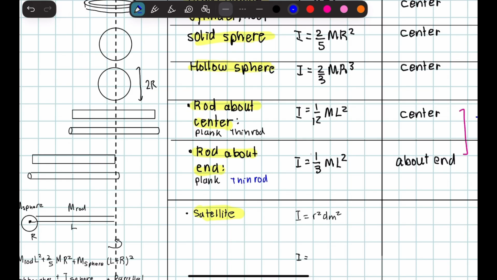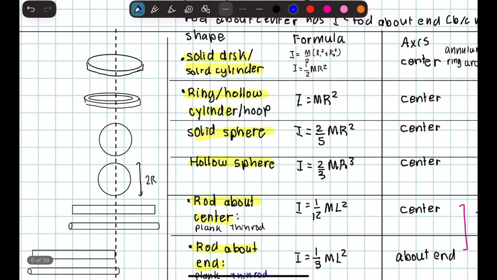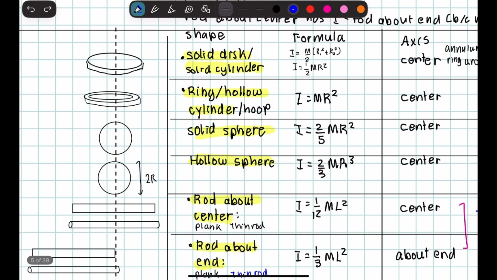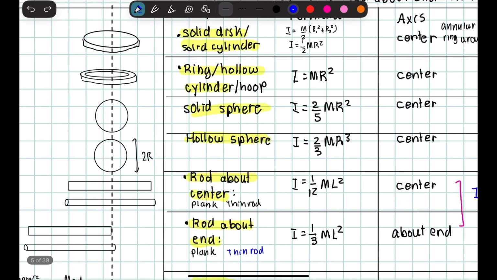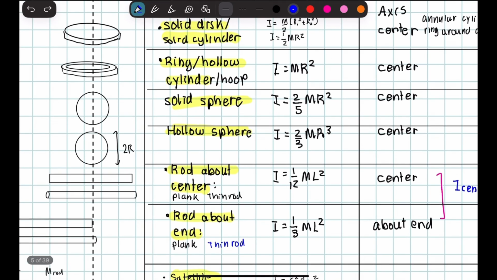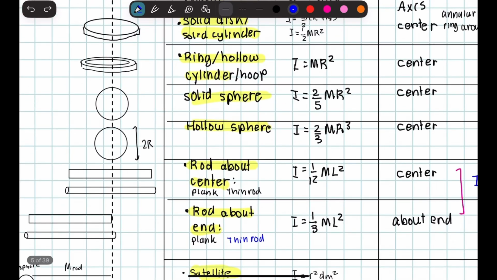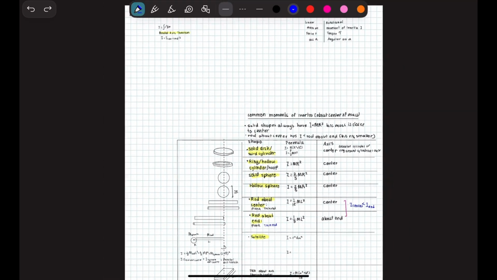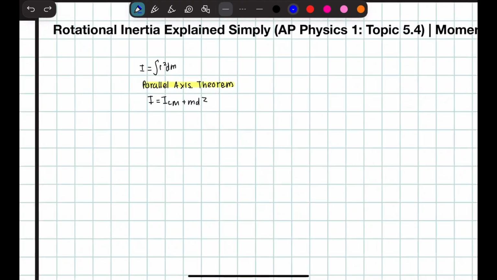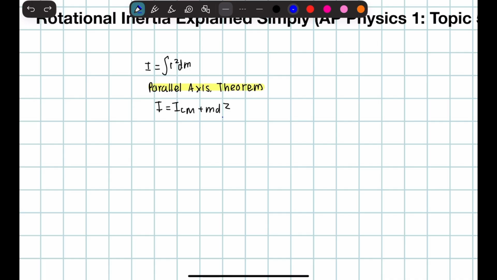And let's talk about a solid disc or a cylinder about its center. That is just 1/2 mr squared again. And let's talk about a solid sphere. A solid sphere is going to be I equals 2/5 mr squared, with the axis at the center. And again, the hoop or ring is I equals mr squared. So now let's talk about the parallel axis theorem. Here d is the distance between the new axis and the center of mass.